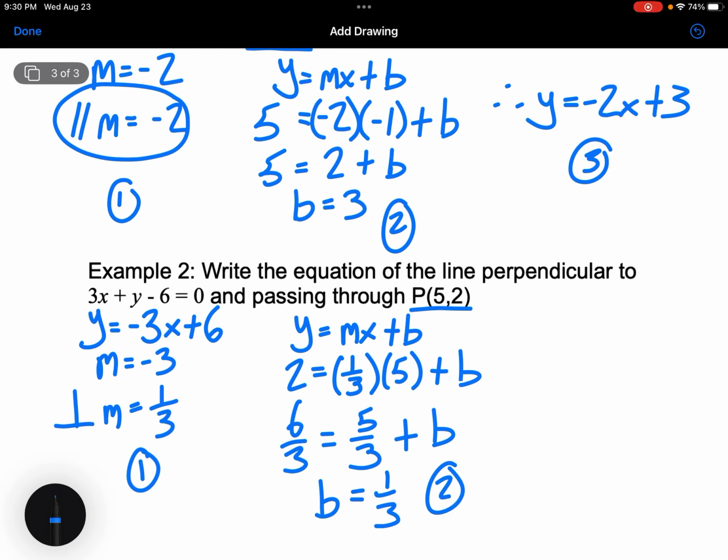I've now found my y-intercept. My slope and my y-intercept in this case are the same, and that's okay. My equation is going to be y equals 1 over 3x plus 1/3. Okay, it doesn't say that it's in standard form, so we don't have to get rid of the fractions. We just have to write the equation of the line, which is exactly what we've done here.